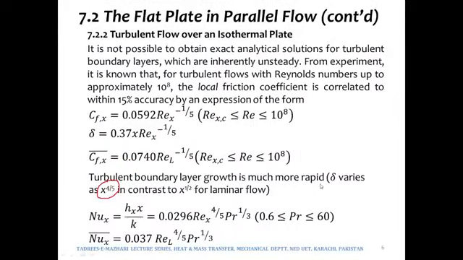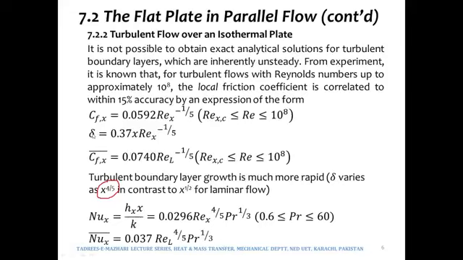Coming to the heat transfer portion, the Nusselt number expression, again it would be Hx over K, and if we solve it we get this expression as 0.0296 Reynolds to the power 4 by 5 Prandtl to the power 1/3. And the average Nusselt number is not simply twice, rather it is 0.037 Reynolds to the power 4 by 5 and Prandtl to the power 1 by 3.